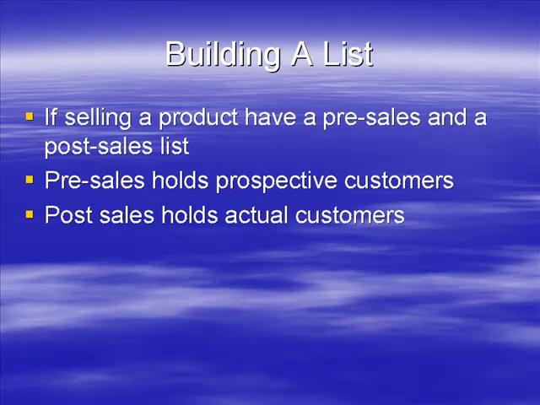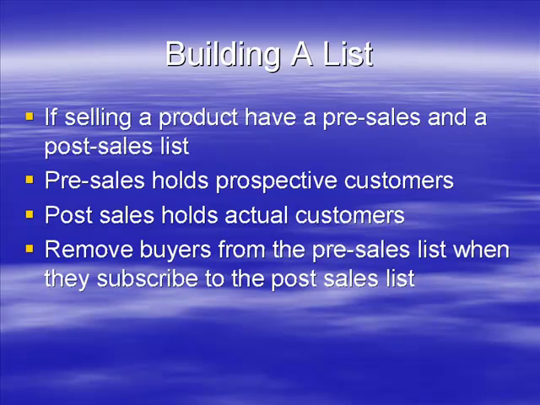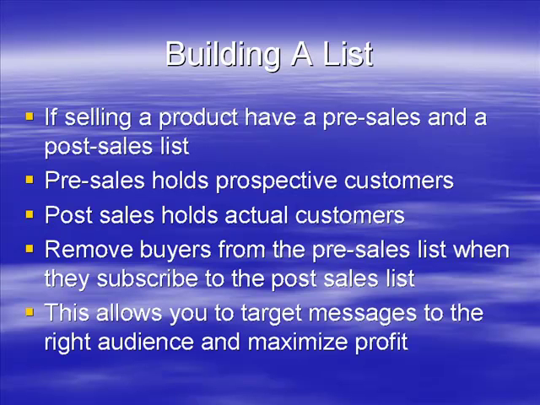Your post-sales holds actual customers. These are the people that have bought, they spent money with you. They're qualified buyers, and you know that A, they have money, and B, they're going to spend it. So what can you do with them? You sell them other affiliate products and back-end products. But it's vital that you remove the buyers from the pre-sales list. It's going to confuse the hell out of them. It really, really is.